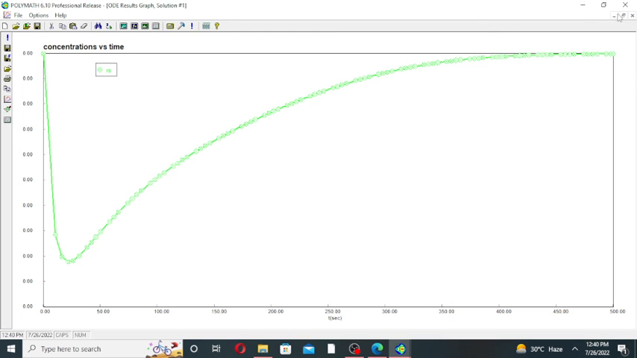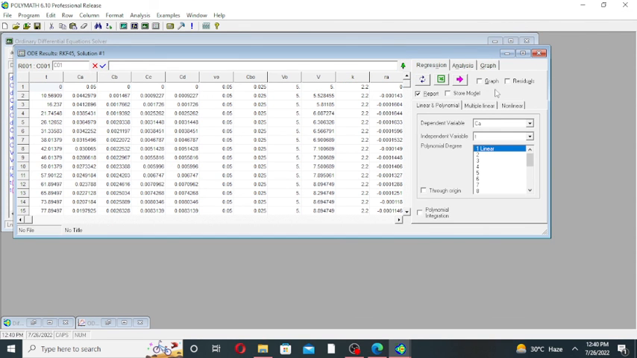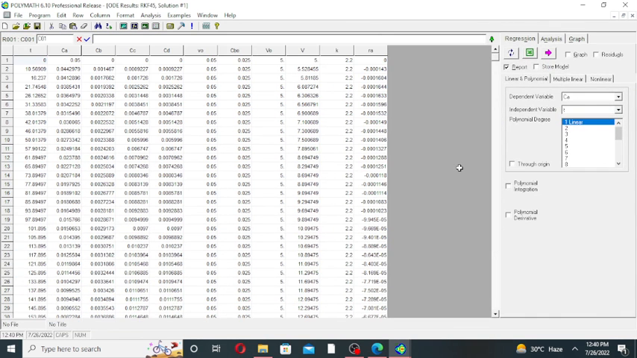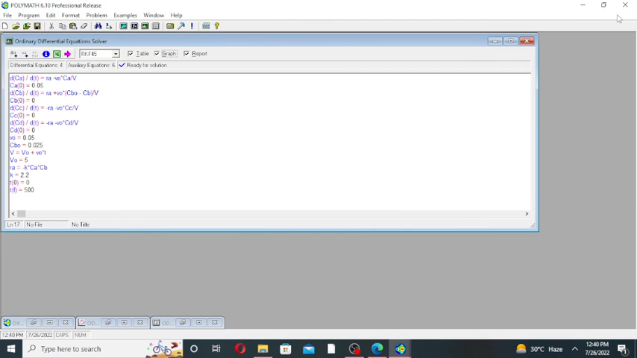So this was all about the semi-batch reactor.